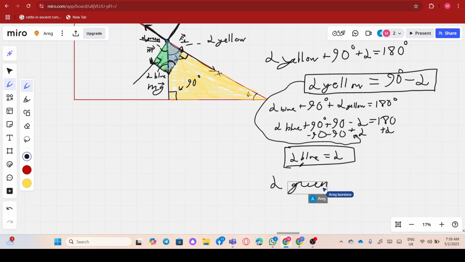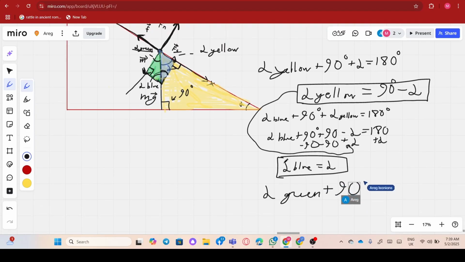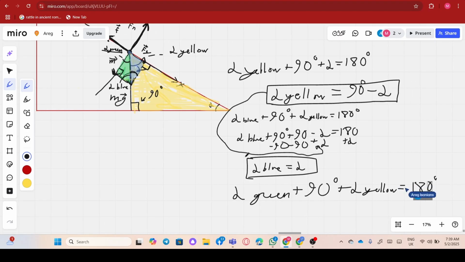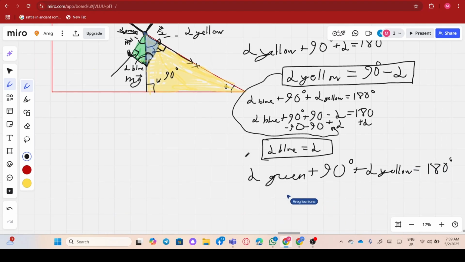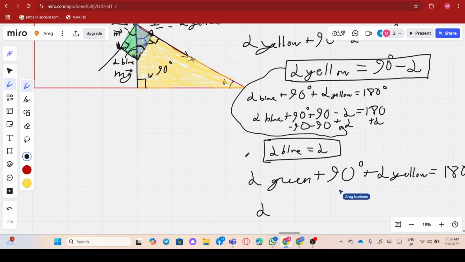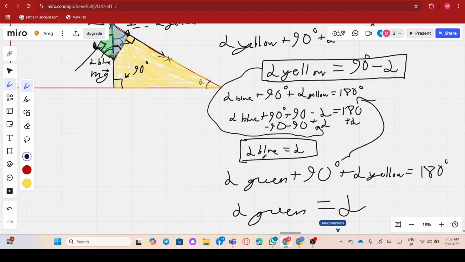alpha green plus 90 degrees plus alpha yellow is equal to 180. And this is the same exact problem as from alpha blue, so we know alpha green is just equal to alpha. Okay.